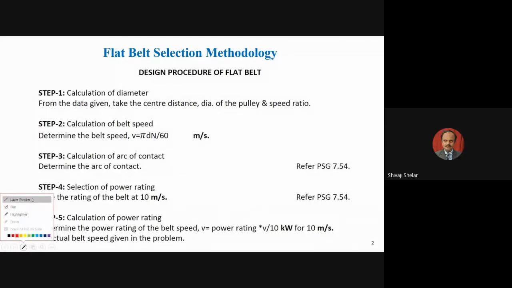So in step 4, we determined the power rating from the table at 10 meters per second. Our actual speed will be other than 10 meters per second, maybe greater or maybe less. So we need to calculate the power rating at the exact speed. This will be multiplied by the actual speed divided by 10. You will get the power rating in kilowatts here. So from this we are going further.